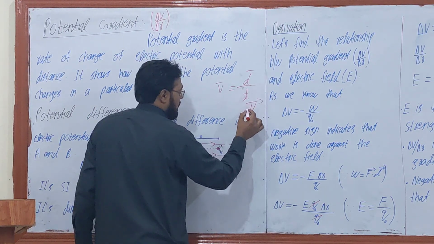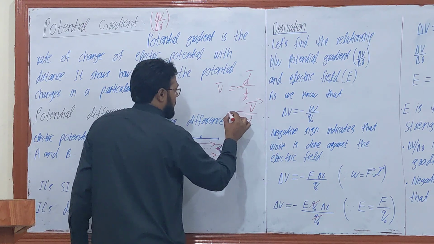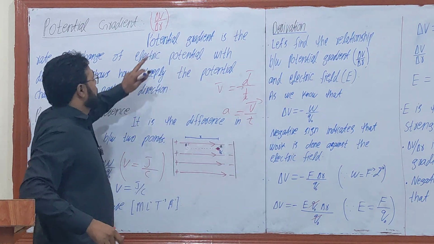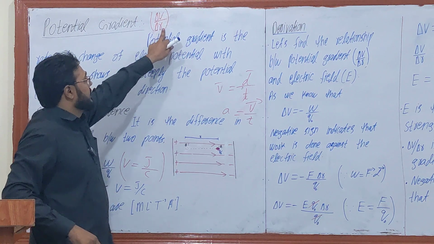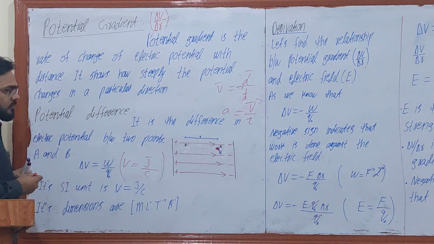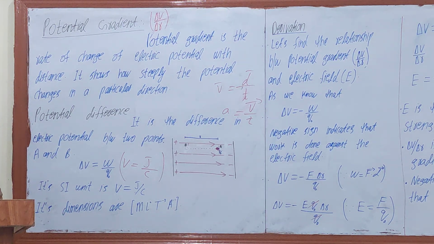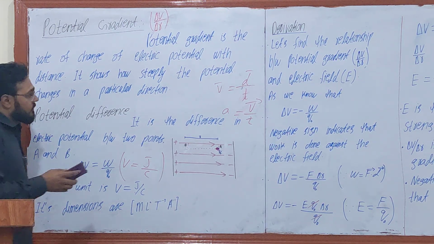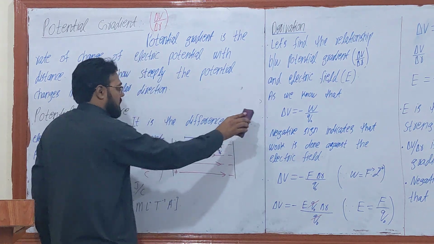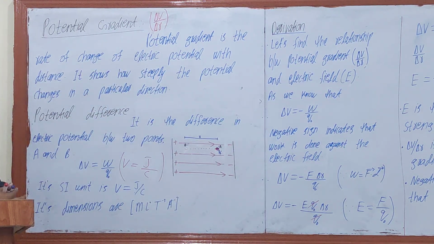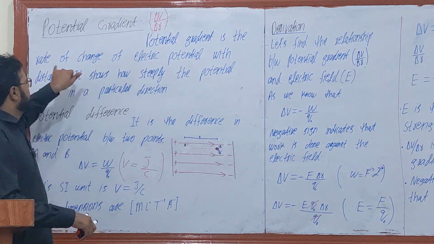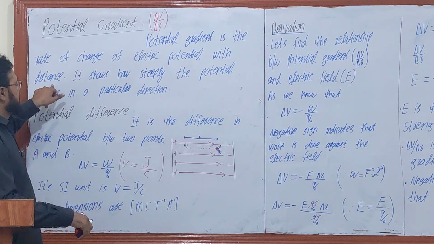velocity is called acceleration, and the rate of change of potential difference with respect to distance is called potential gradient. They are the same. Potential gradient is the rate of change of electric potential with respect to distance.